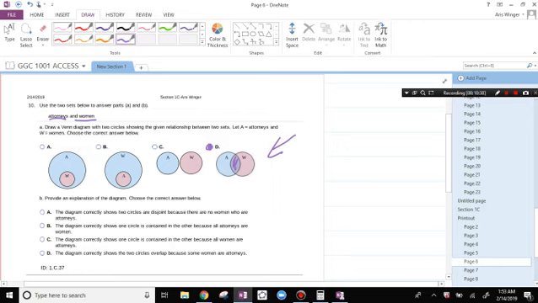Provide an explanation of the diagram. Choose the correct answer below. The diagram is okay because it shows overlap because some women are attorneys and some attorneys are women.